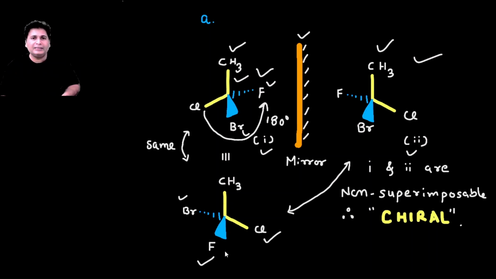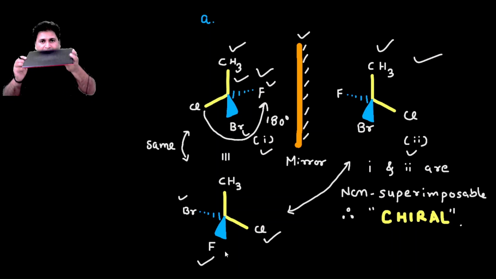For example, this is my pad. You can see, if I turn it like this or that, it is going to remain the same. Turning a compound, rotating a compound, does not change the compound. So by turning it 180 degrees, it remains the same.